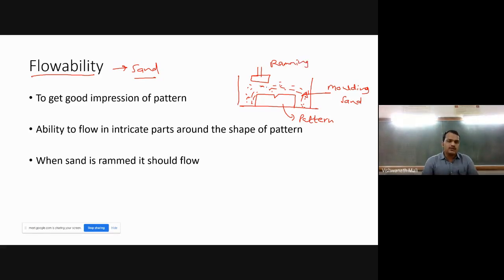When we are ramming and pouring, the molding sand should be flowable so that it can go up to each and every part of this pattern, so that we can get the exact replica of this pattern, a good impression of the pattern, if it has good flowability. If it does not, then we may not get the proper shape of mold. Whatever required shape of mold we want, we will not get if your sand is not flowable enough. So that is the importance of flowability. It should flow all over the pattern.